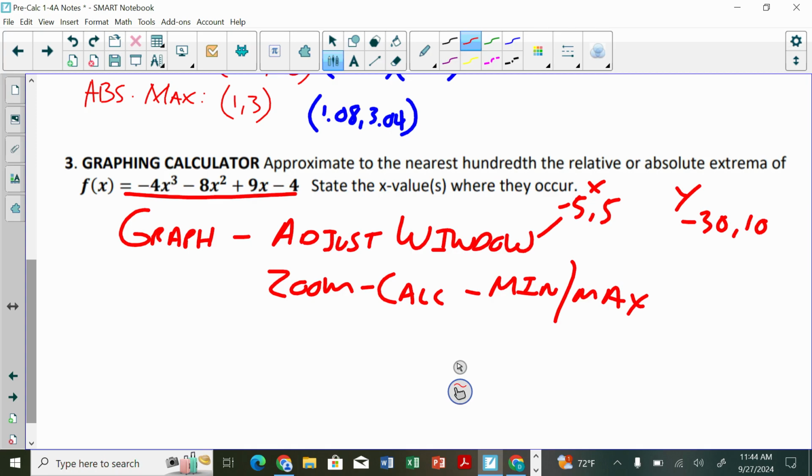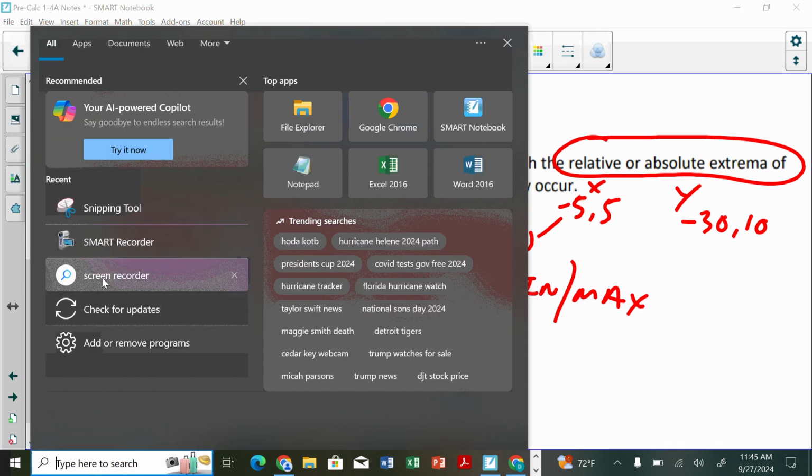Okay, and then we can find out again what the relative minimum or maximum and absolute minimum maximum are, if there is any, and we can figure that out. Again, you can do that on your own on the graphing calculator, or we can wait till class to do that one.